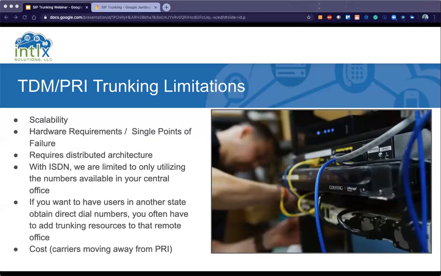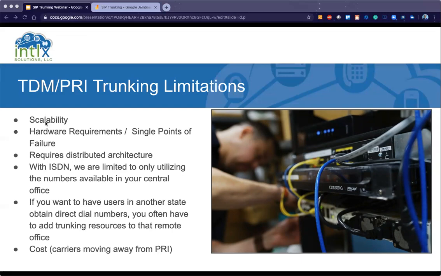So with our ISDN TDM PRI trunking, we have some limitations here. After I go through some of the points in this slide, I'm going to bounce back and forth between this slide and, if you're familiar with it, kind of a live whiteboard. We're going to do a little bit of drawing to explain some of these concepts. So if you see me bouncing back and forth between the presentation, that's by design.